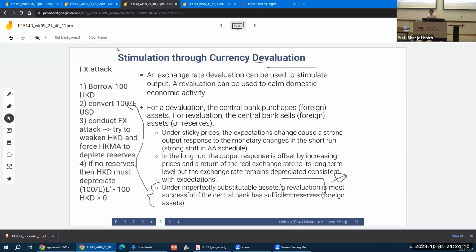So a currency FX attack would look like the following, okay? Suppose you have a speculator. They're going to borrow 100 Hong Kong dollars, and then they're going to convert it to US dollars.